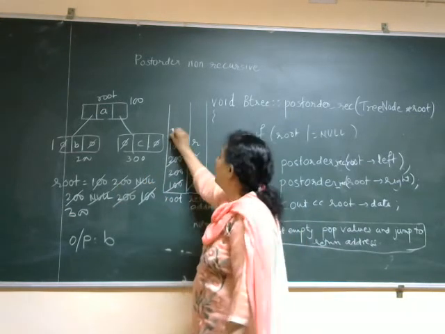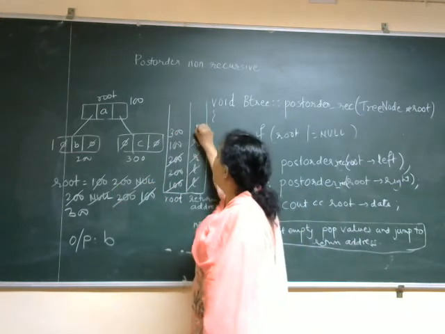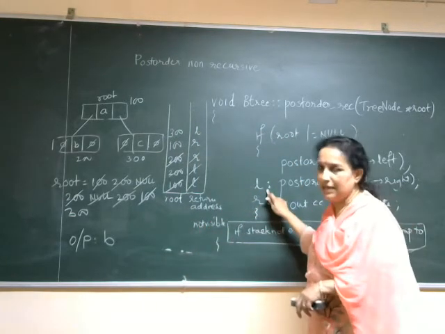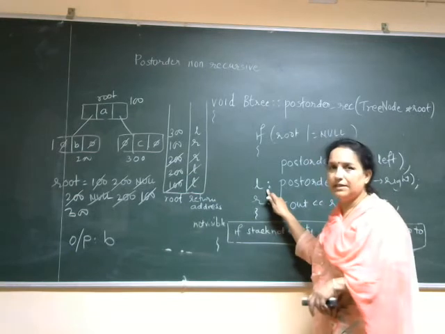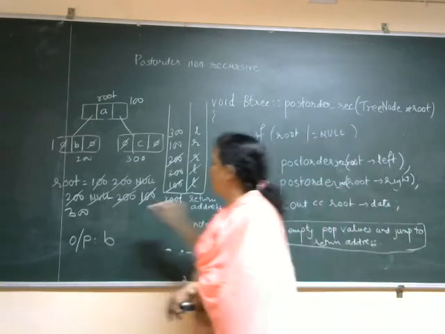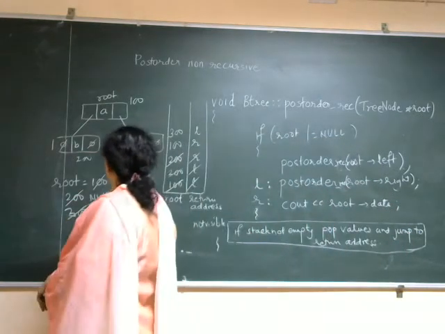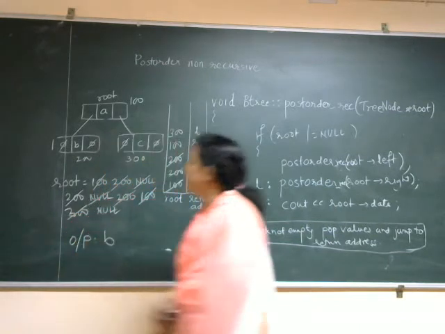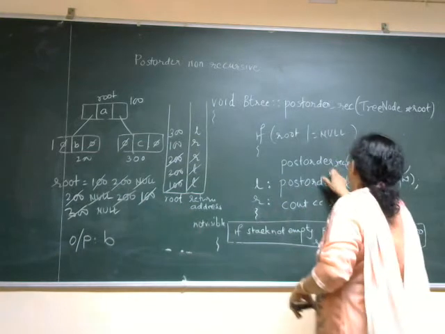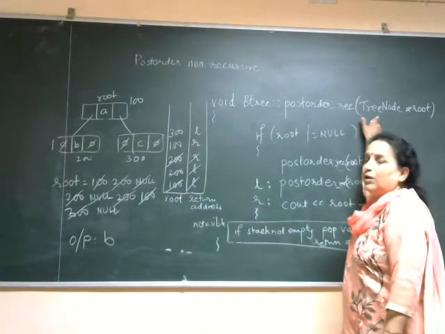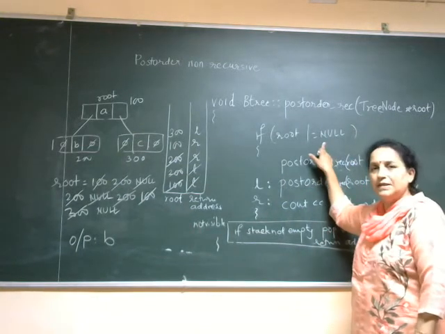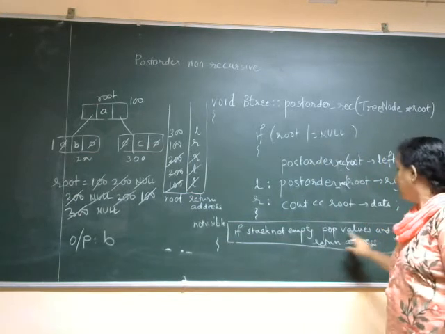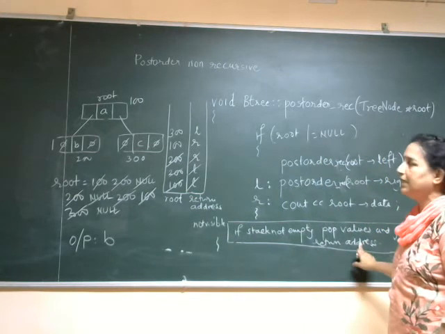But before that I will put 300 with, I call this, so return address is N. So I will put again this inside stack. So now my root, that is null. Left of this, that is null. Okay. Again I will come to this. Now root value is null. So if it is null, I will come to this statement. If stack is not empty, pop values and jump to return address.